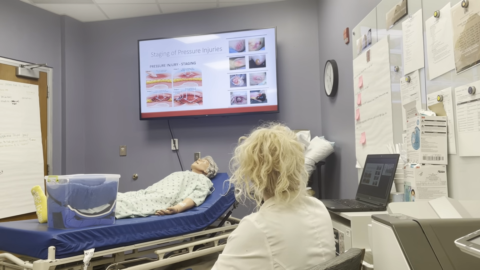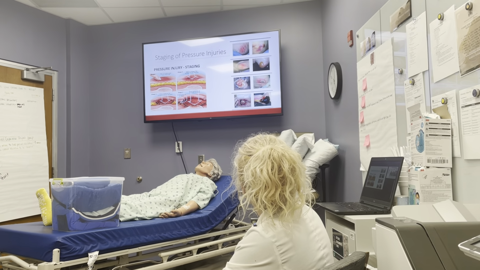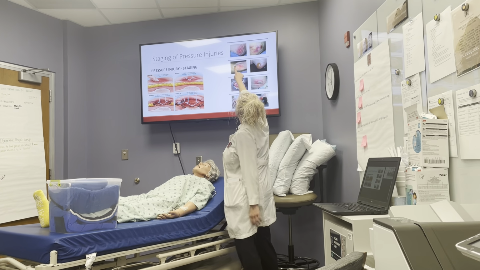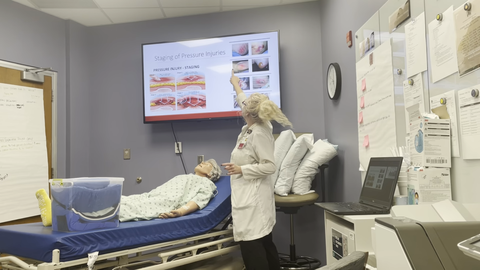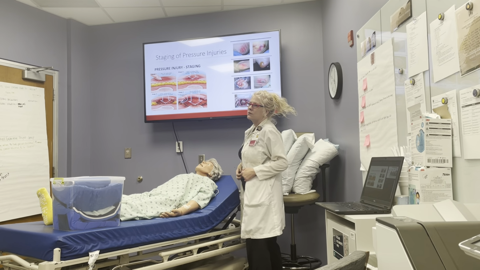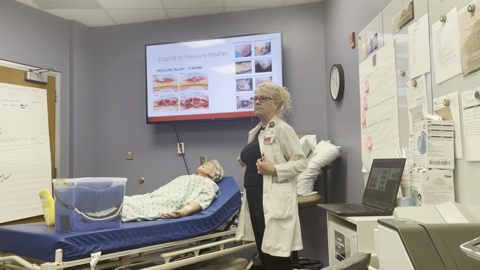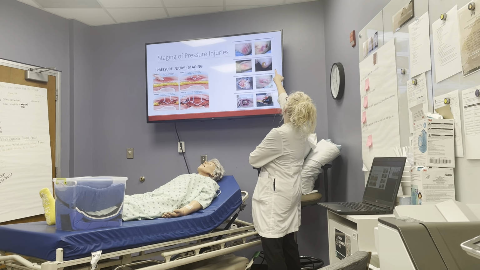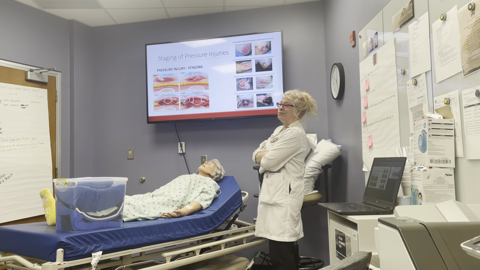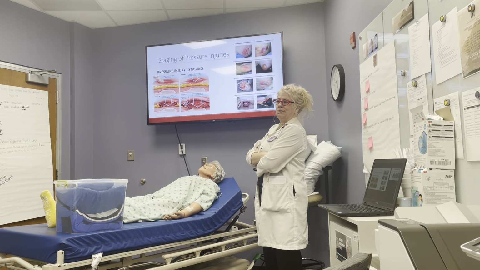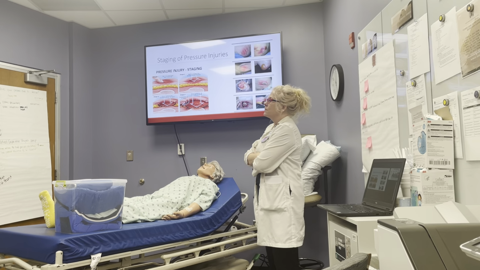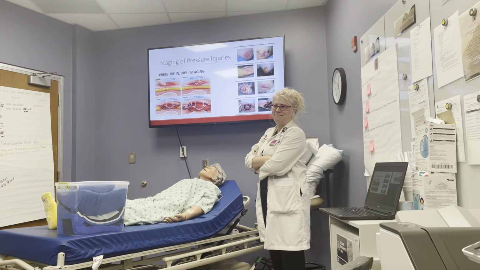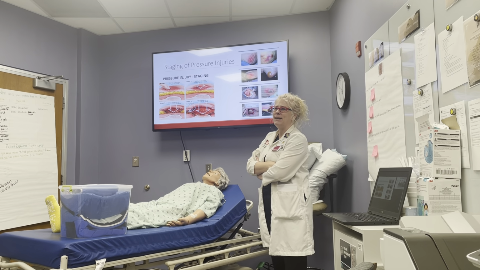So, looking at the pictures at the top, I know the pictures aren't perfect, but what would you say that top one looks like it would be? One. And the one right next to it? Unstageable, because of the darkness, you can't tell if there's damage under the skin. Well, it's a depression that's purple. If it's purple, it's a DTI. Yep.